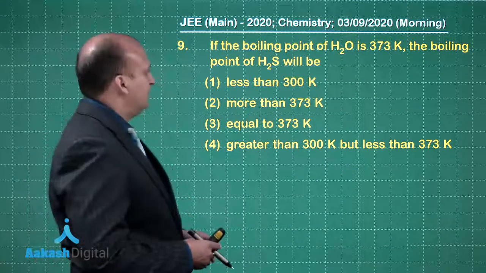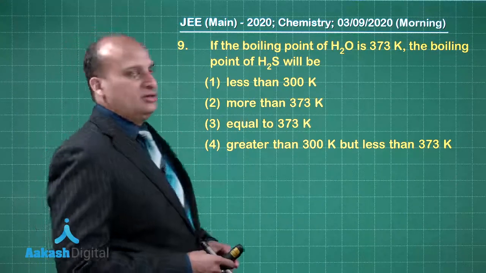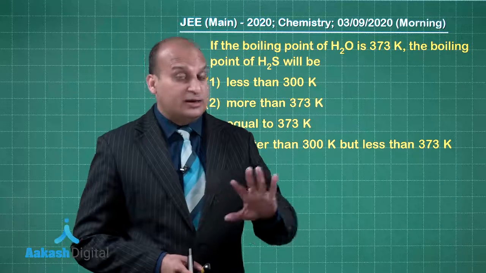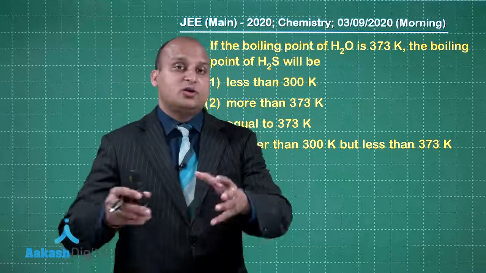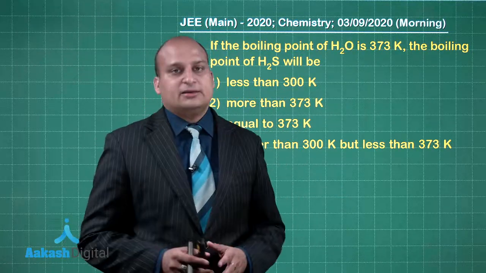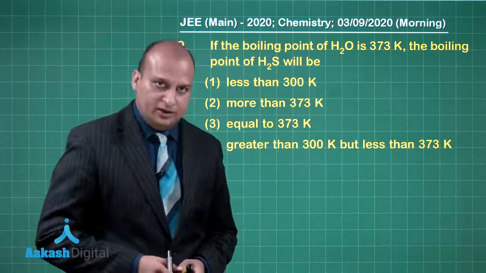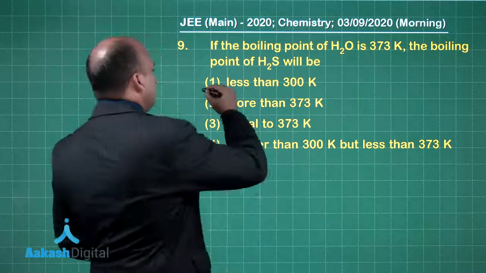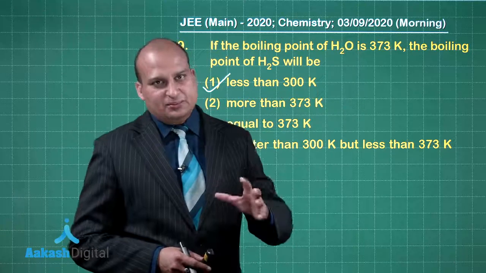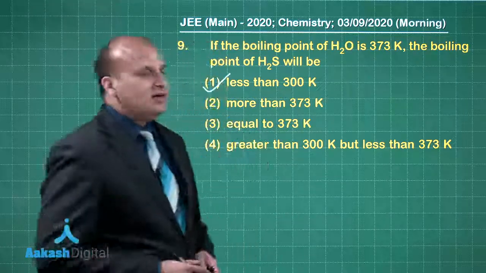Question number 9. If the boiling point of H2O is 373 Kelvin, the boiling point of H2S will be, see, you need to know that in case of H2O there is extensive hydrogen bonding, but only in case of H2O among the hydrides of oxygen family. H2S, H2Se, H2Te are all gases and the boiling points are well below 300 Kelvin, right. So, the right answer is less than 300 Kelvin. Now, you will say, sir, where do we get this data? So, you have to check the NCERT book, the tables are given in which the data is provided to you, right. Now, let us move on to the next question.